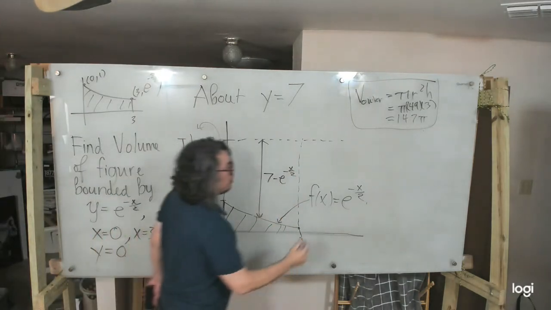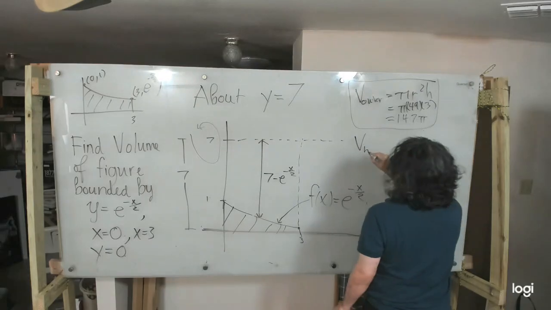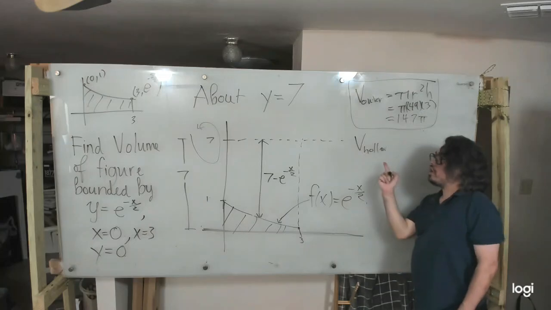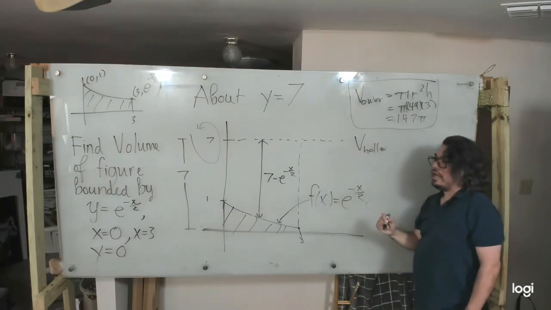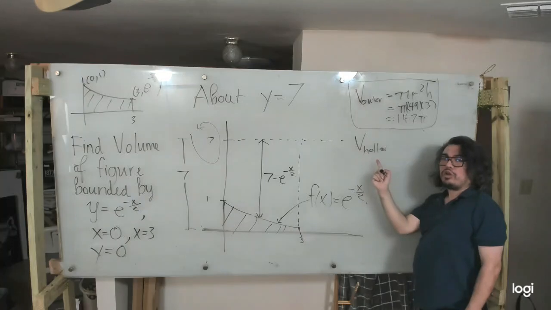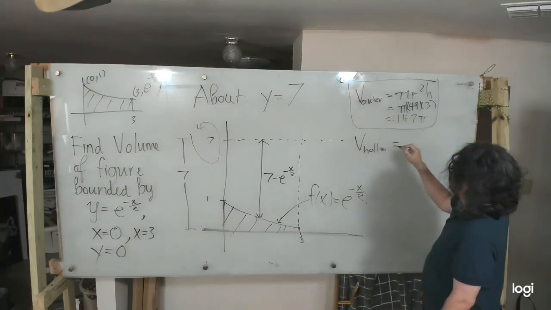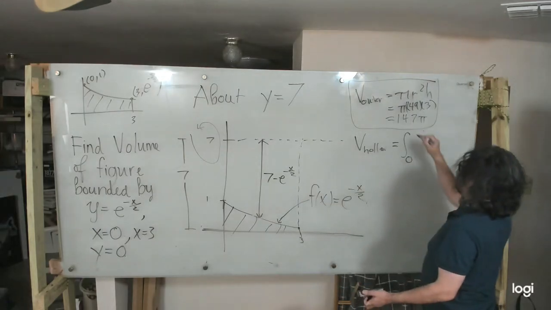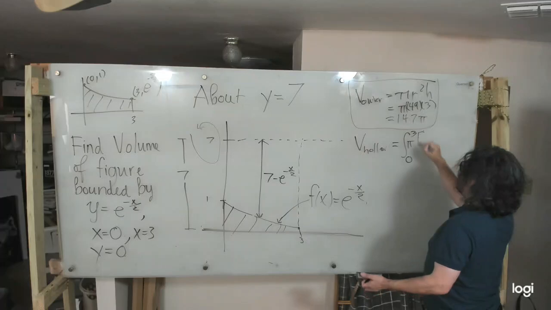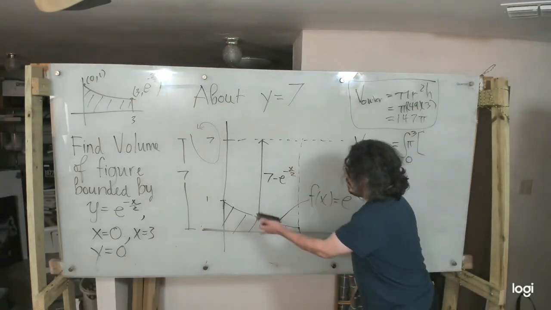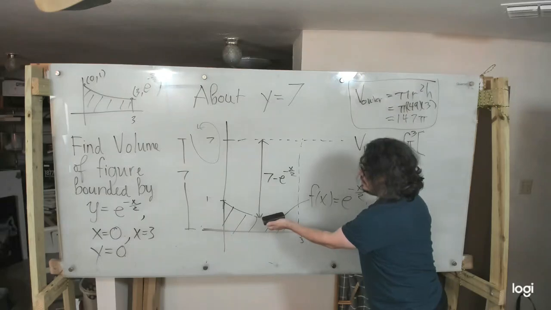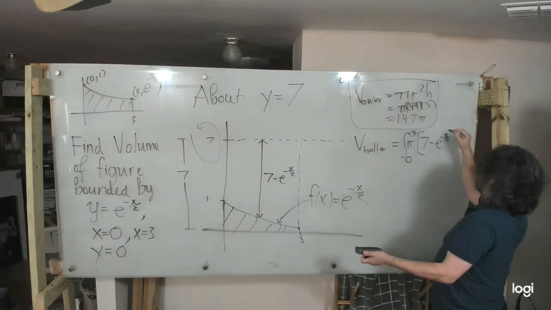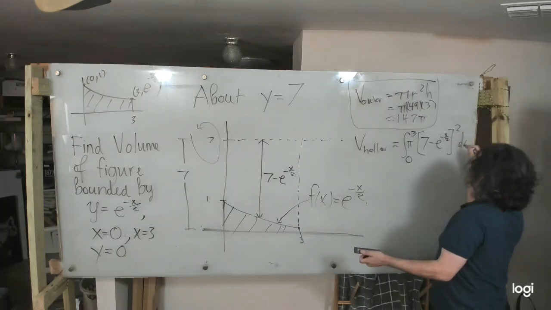So the volume of the hollow, I'll write it here as a hollow so we don't forget it. This is not what we want to calculate, but we are calculating it to make our life easier, and we're going to subtract this hollow from the outer. So the volume of the hollow will be from a to b, in other words from 0 to 3, pi, the radius of the object that's being rotated, which of course, as we just showed visually here, is this thing, which is 7 minus e to the negative x over 2 squared dx.